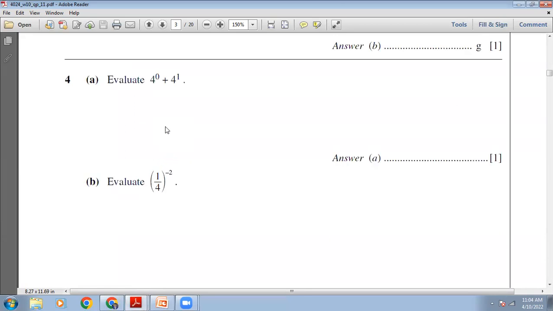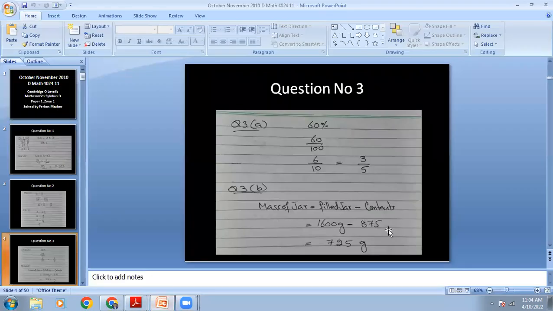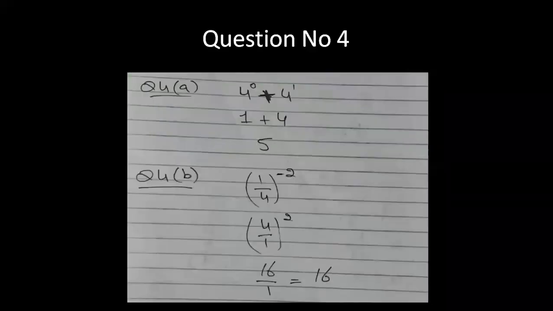Okay, so question number 4A part. He says evaluate 4 raised to power 0 plus 4 raised to power 1. You know, 4 raised to power 0 means 1 and 4 raised to power 1 means 4, so you just add them. So 1 plus 4 will be 5.